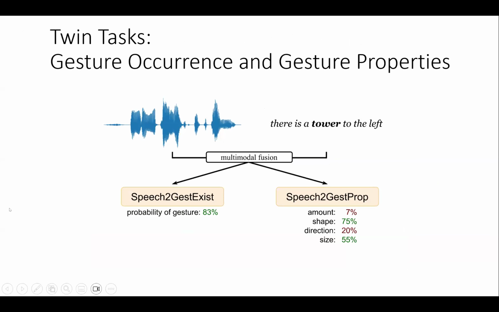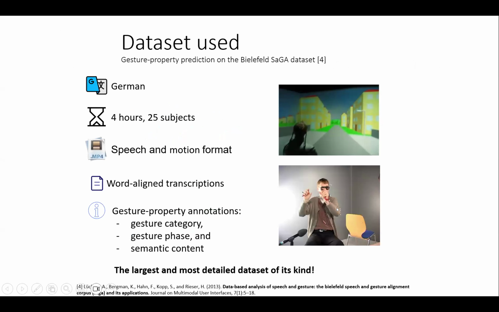We wanted to predict two things. Simply, does a gesture occur? So if I give an input sentence, does the character gesture? And when in that sentence does the character decide to gesture? And then predict a bunch of properties that that gesture should have. So we have these two different output goals. Do we have a gesture? And then what the properties of that gesture are.